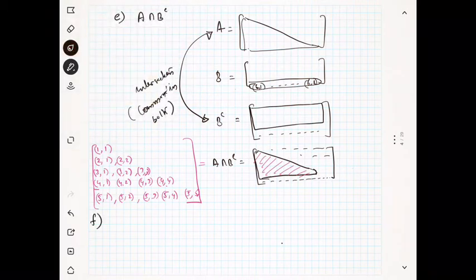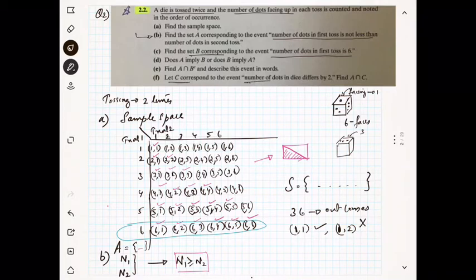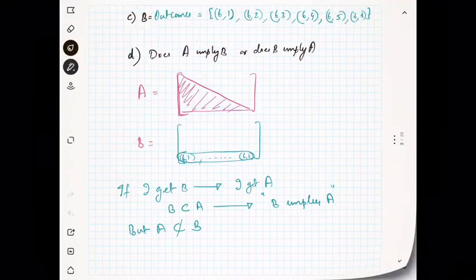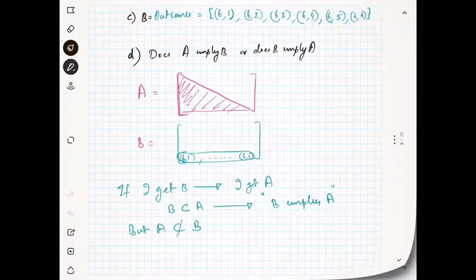Part F is nothing but, you see here, it is a set C, the event: the number of dots in the dice differs by 2. So what will be the dots which differ by 2? You can say like this.